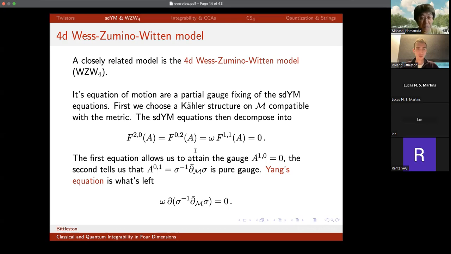So the equations of motion of the 4D WZW model are a partial gauge fixing of the self-dual Yang-Mills equations. So first, we fix a Kähler structure on our spacetime M, which is compatible with the metric. Now, I should say, in general, given a general metric, you're not going to be able to necessarily find a compatible Kähler structure. Here, I'm going to be assuming that my spacetime is really self-dual Ricci flat, which in Euclidean signature or Riemannian signature means that it's also hyperkähler. And so it certainly does have a Kähler structure.